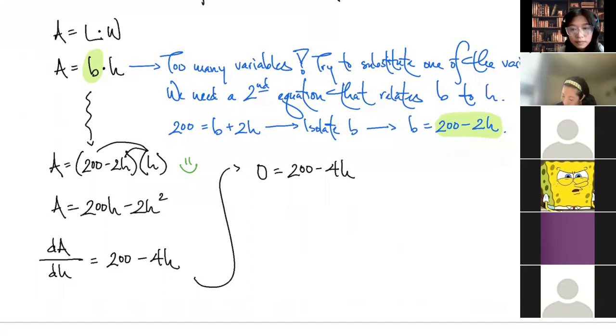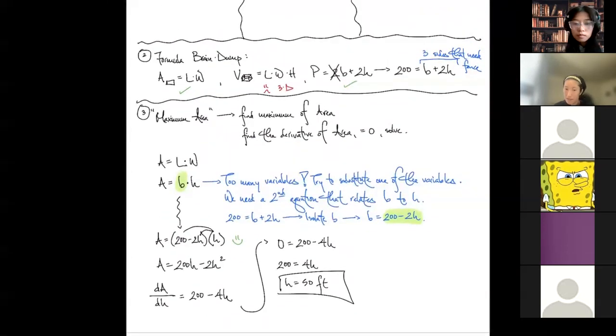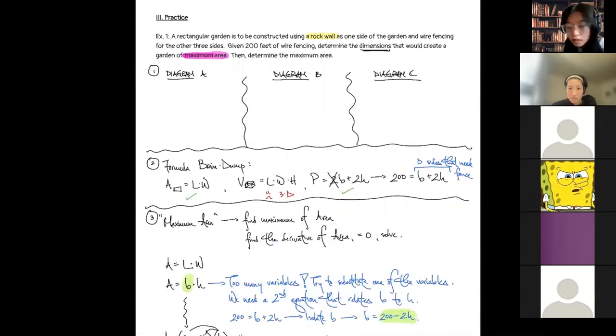All right, how do we get H by itself? Subtract 200 and divide by -4. All right, so 200 equals 4H, and then H equals 200 over 4, or 50, and we're gonna put units on this, so 50 feet, okay? All right, we've got our height, but the question asks for the dimensions, and then it asks us for the area as well, okay?